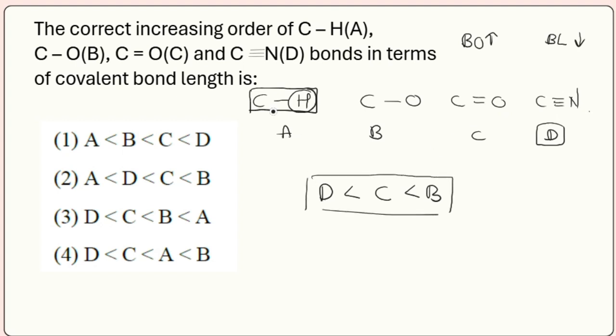But whenever you have small atoms like hydrogen, what happens to the bond length? The bond length decreases. So the carbon hydrogen bond length will be even less as compared to carbon nitrogen. So that's why it goes in the end. And where do we have it? We have it ADCB in option 2. Therefore, the right option is 2.